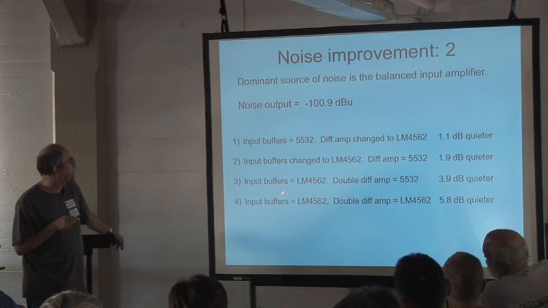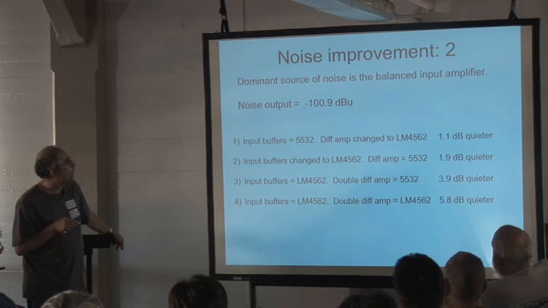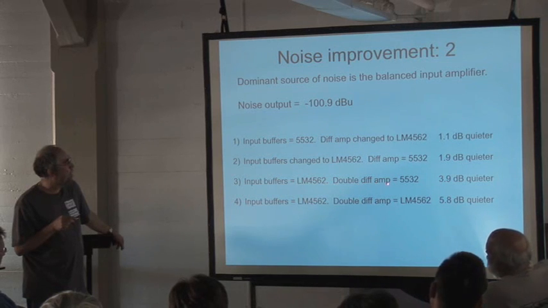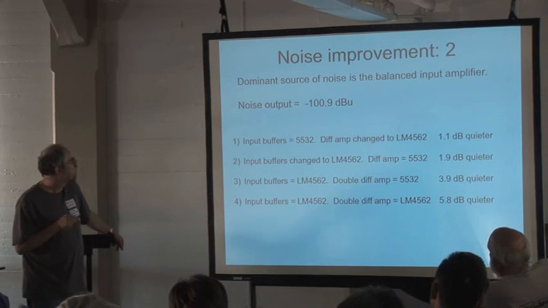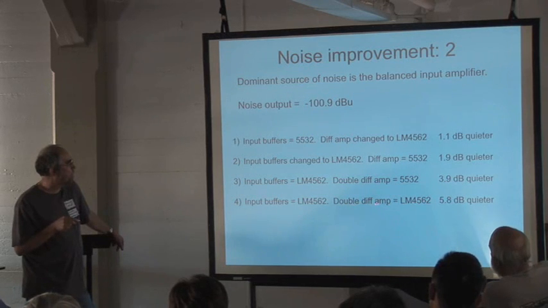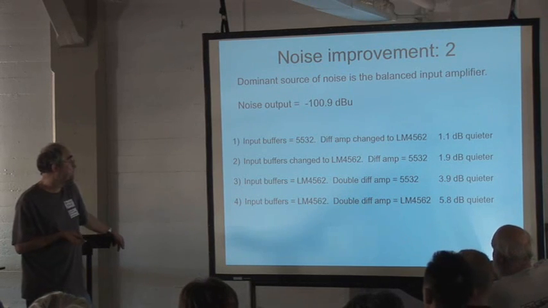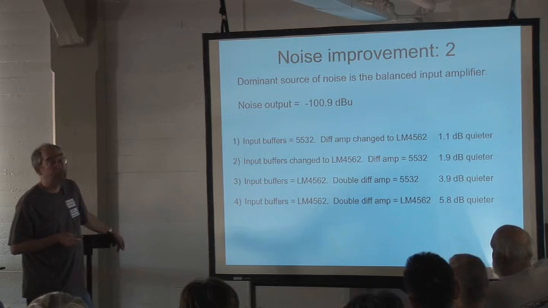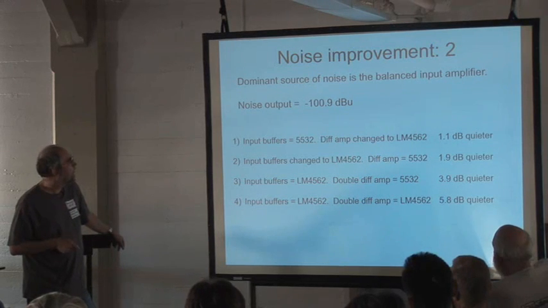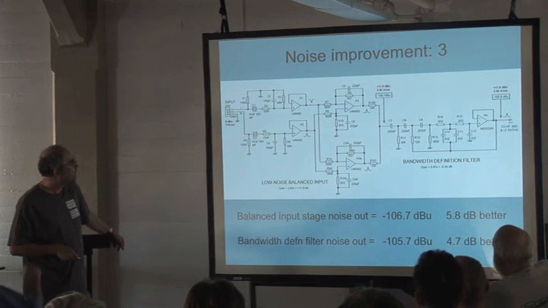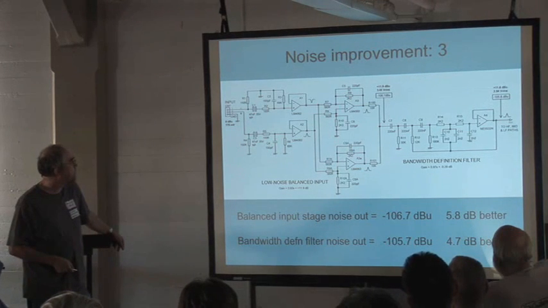If you make the input buffers 4562 and put a double differential amplifier, which I'll explain in a moment, and make that a 5532, hey, 4 dBs better. Now we're cooking. And if you make everything a 4562 and have the double differential amp, almost 6 dBs improvement. But that is not free. That costs money. 4562s are expensive. Price is coming down, I'm told, but we've got a long way to go. Next. So I'll just explain the double differential stage.